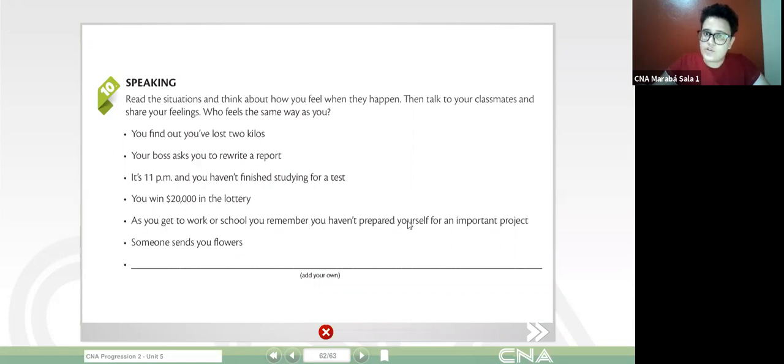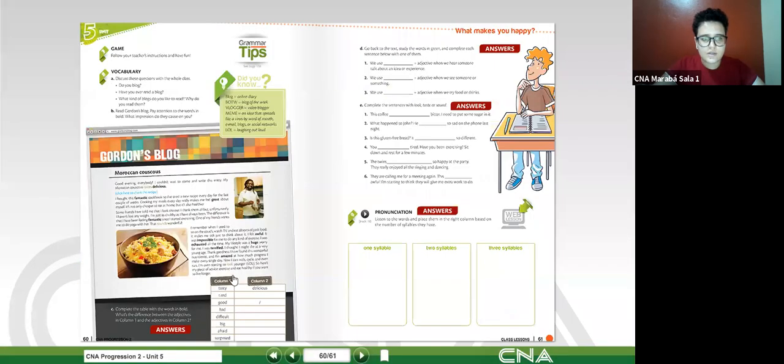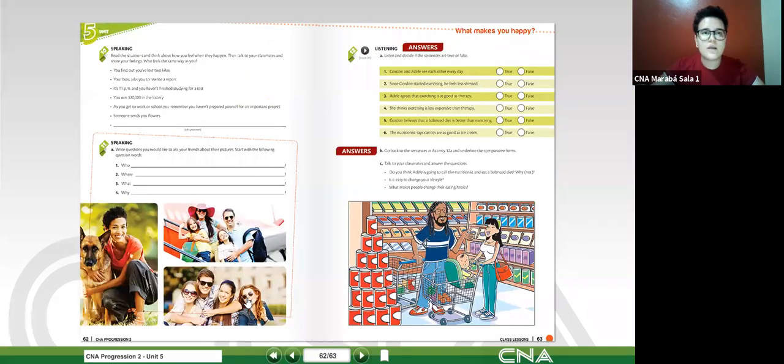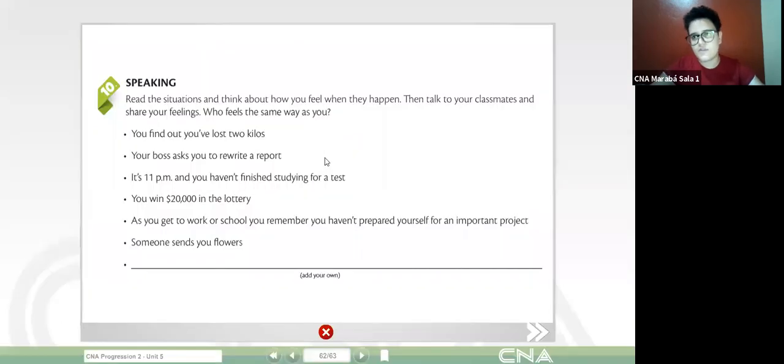As you get to work or school, you remember you haven't prepared yourself for an important project and someone sends you flowers. So what are you going to do? You are going to use the adjectives that you learned in this text. So delicious, exhausted, great, fantastic, awful, impossible, huge, terrified, and amazed. And you're going to talk about how you feel when these things happen. Imagine that these things happen to you and talk about how you feel. You can use the example.